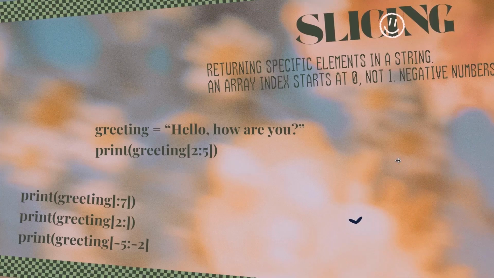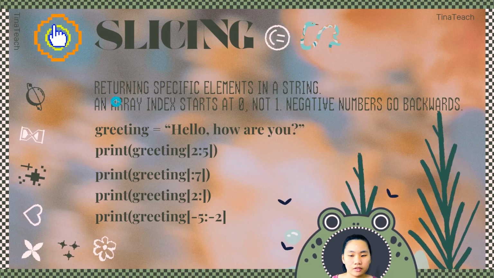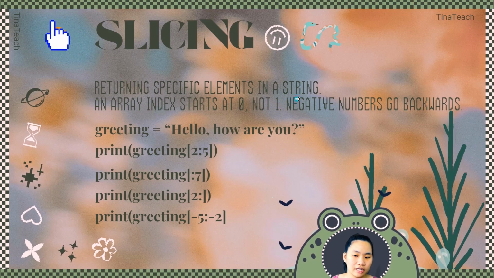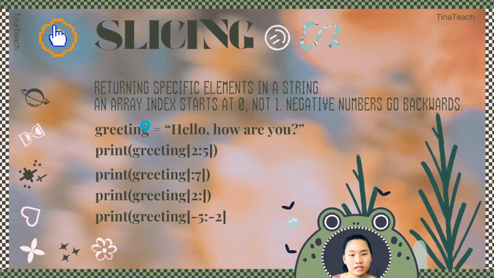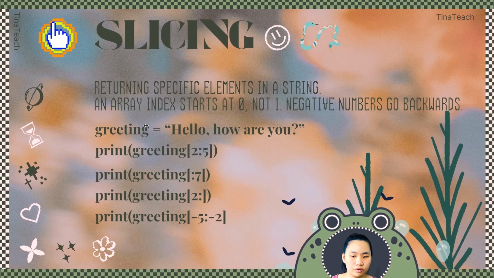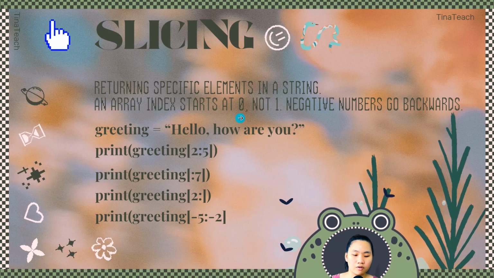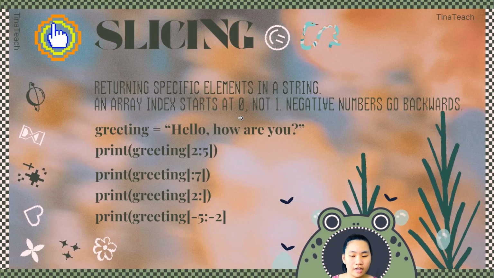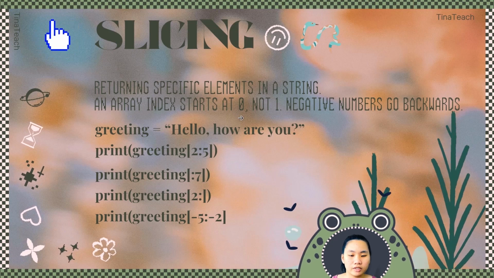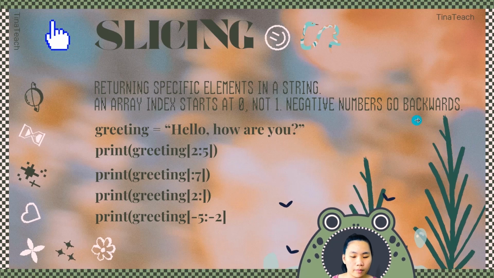Okay, let's move on to the next part now with slicing. So slicing allows us to return a specific element in a string or an array. And you have to understand that slicing and indexing go together when it comes to understanding, because index starts at 0. So in a programming language, they start at 0, 1, 2, 3, 4, 5, as opposed to 1, 2, 3, 4, 5, like we typically do. And for negative numbers, we go backwards.